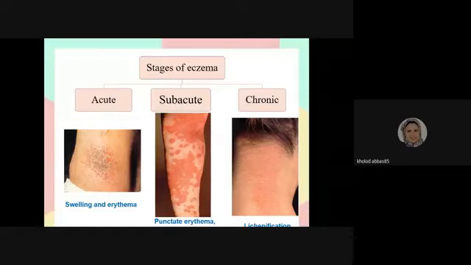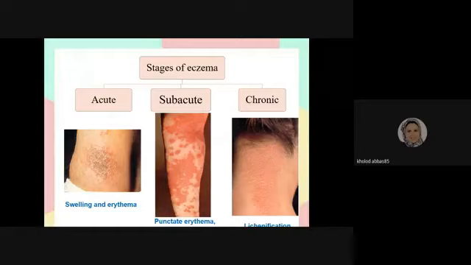Subacute, also there is erythema, but less swelling, less fissuring. Maybe fissuring, we see scales, there are scales but less than in the chronic stage. In chronicity, the main feature is thickening and lichenification.